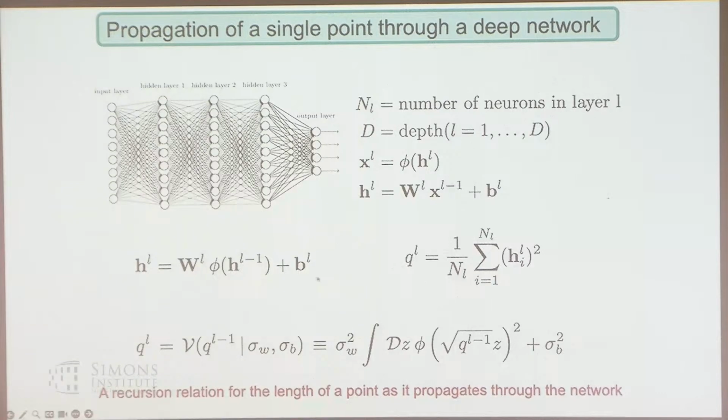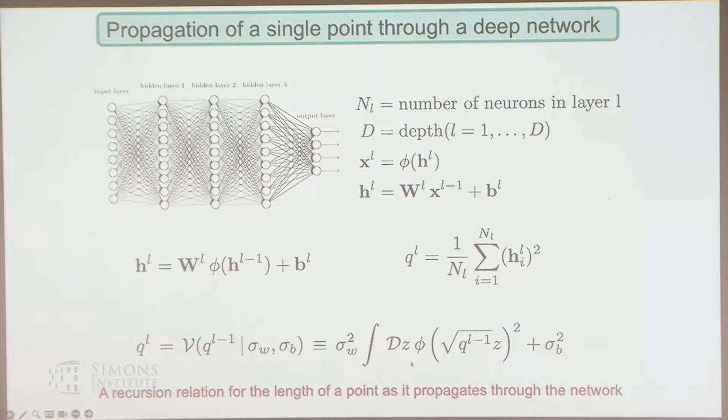We can write down what's called an order parameter, which is just the length of this vector. Because everything's random, its length will concentrate about a deterministic value as the width goes to infinity. And we can write down a recursion relation for this deterministic value as it propagates from one layer to the next. So for example, if Q^{L-1} is the length of the input in layer L-1, we can derive this recursion relation that transforms Q^{L-1} into Q^L.